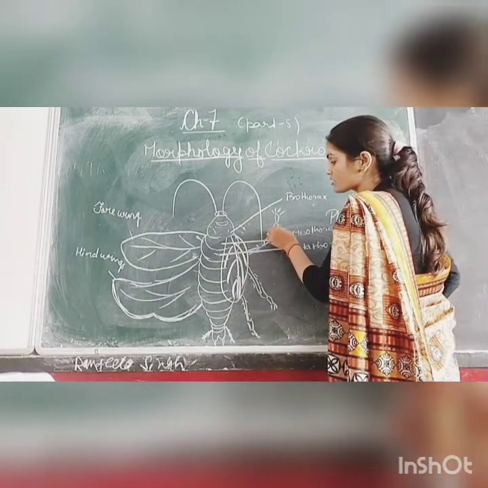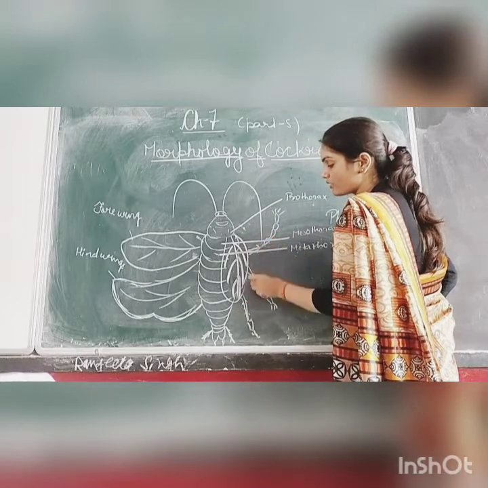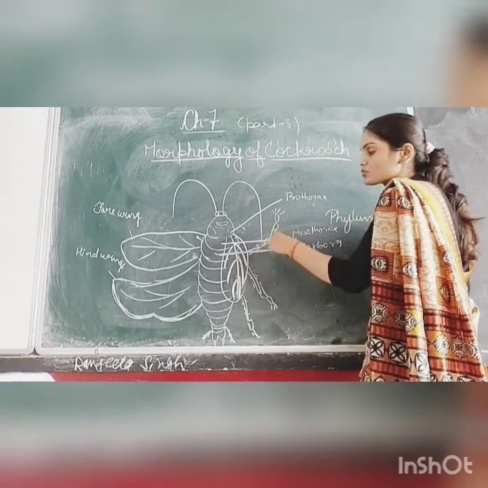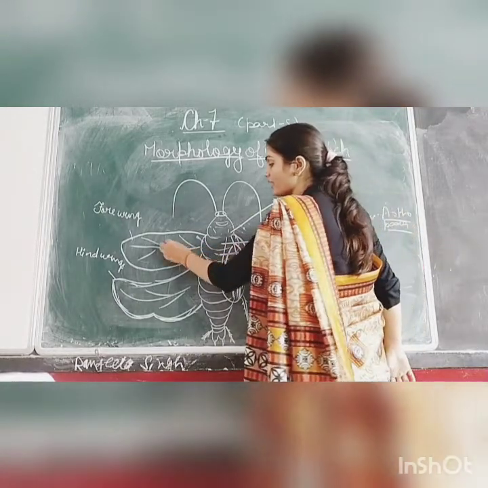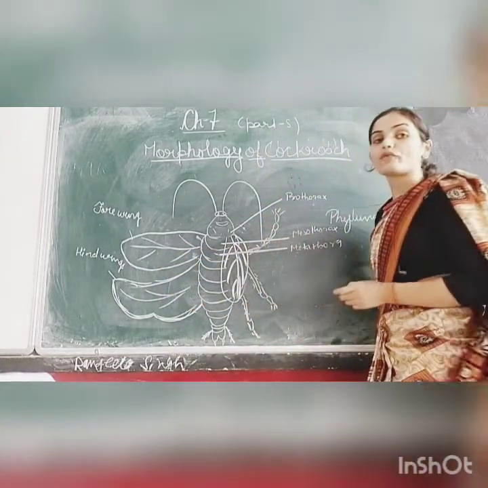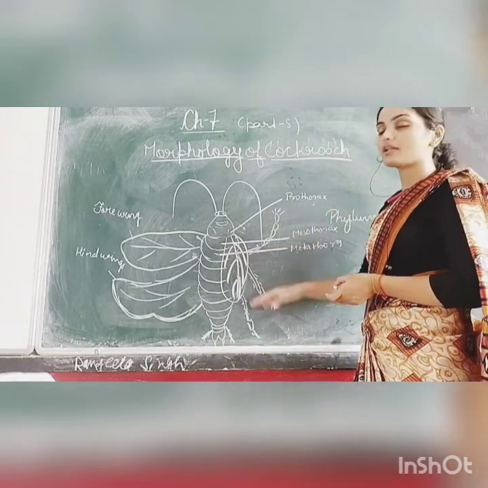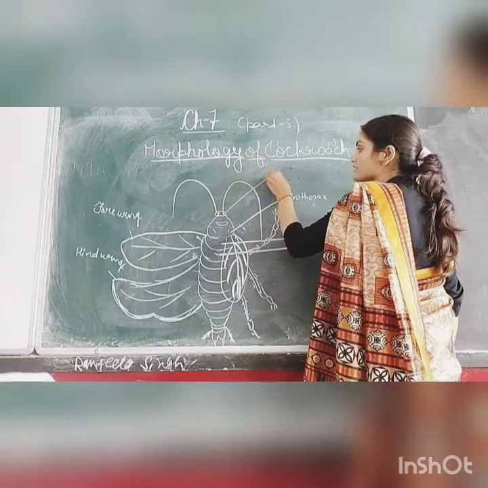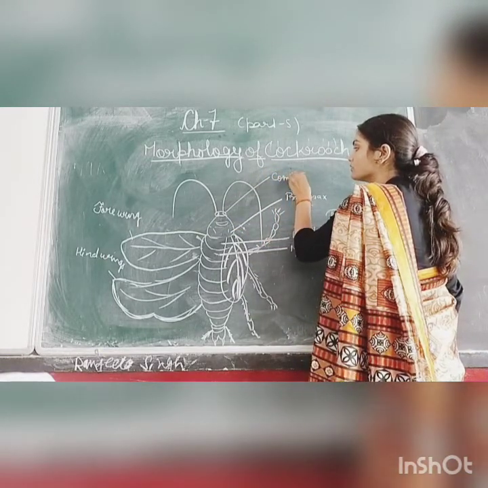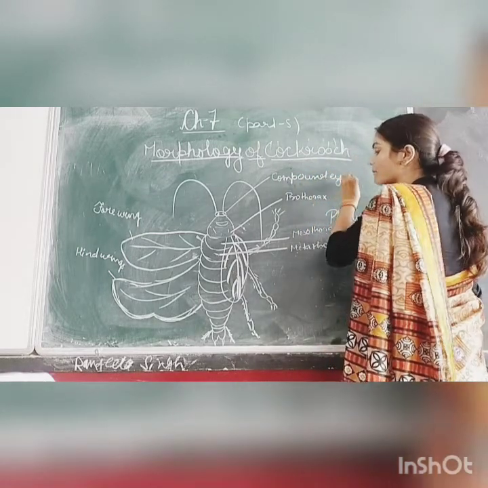Now here you are going to see three legs, 1, 2, 3. Their jointed pairs will be on this side. So there are three pairs of legs found in the cockroach. If we talk about the eyes of the cockroach, it has a compound eye. Which type of eye? Compound eye.